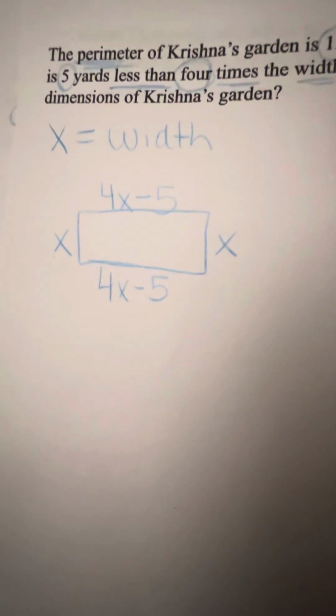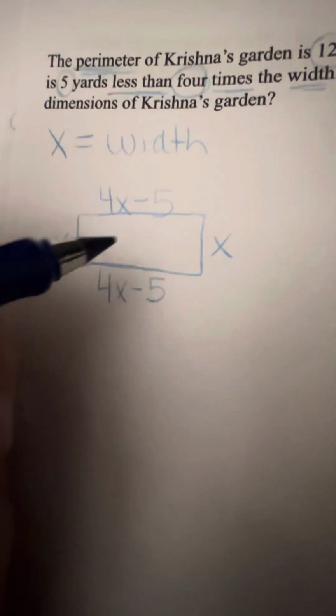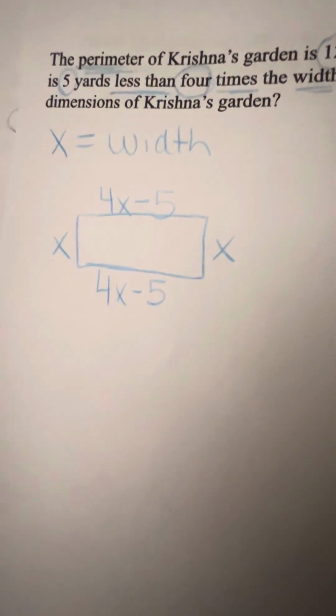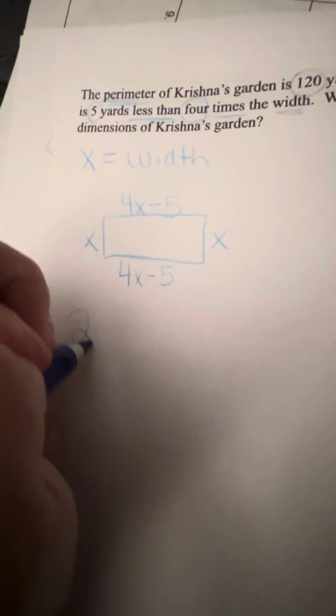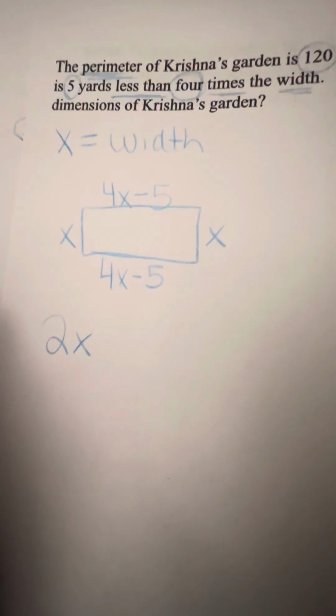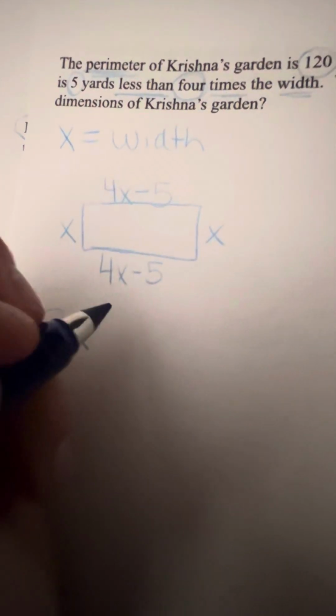And then I can do this a few different ways. Either I can add all of these together, or I can say, well, there's 2 sets of x. So I can do 2x, which is what I'm going to do, to make it faster. So 2 times x, and then I also have to add up the 2 sets of these. So 2 sets of 4x minus 5. And altogether, that was the 120 yards that it says was the perimeter.